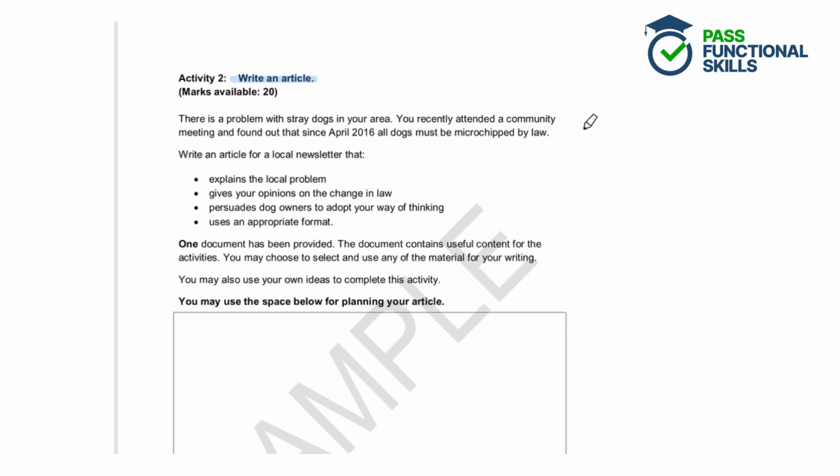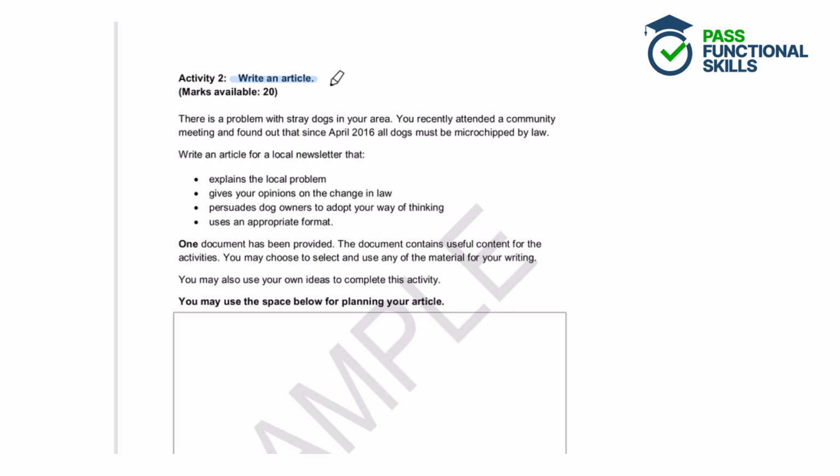There is a problem with stray dogs in your area. You recently attended a community meeting and found out that since April 2016, all dogs must be microchipped by law. Write an article for a local newsletter that explains the local problem, gives your opinions on the change in law, persuades dog owners to adopt your way of thinking, and uses an appropriate format. And then we've got a document that might help us, and we can also use our own ideas.